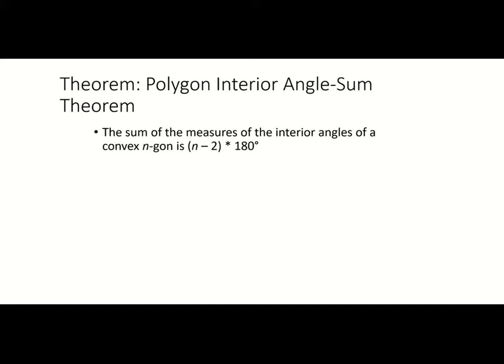So to find the sum of the interior angles of any convex polygon, you're going to take the number of sides, subtract 2, and then times that by 180 to find the measure of the interior angles of a convex polygon.